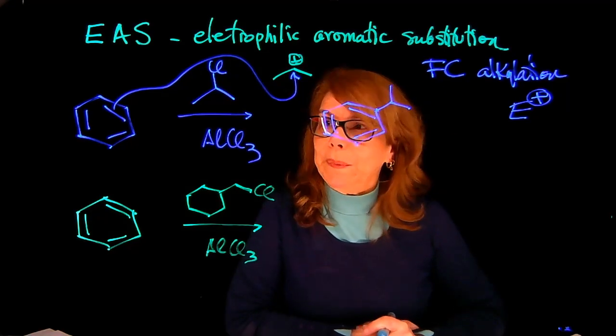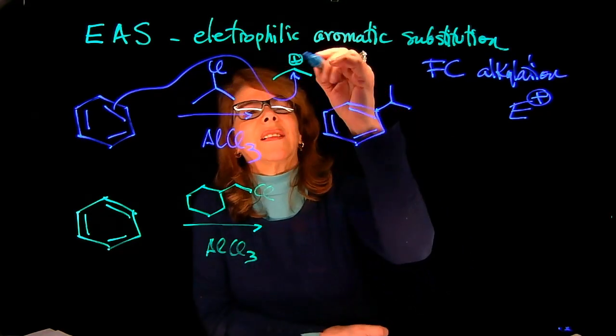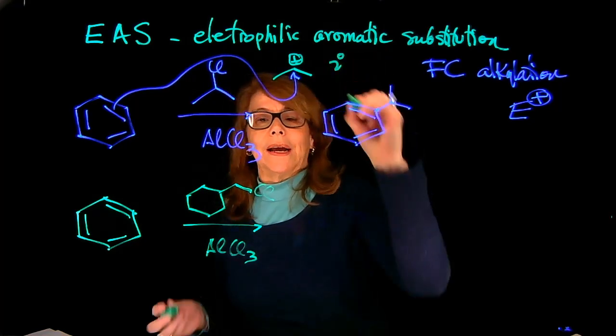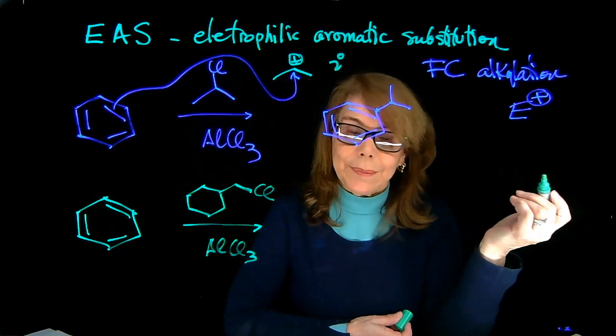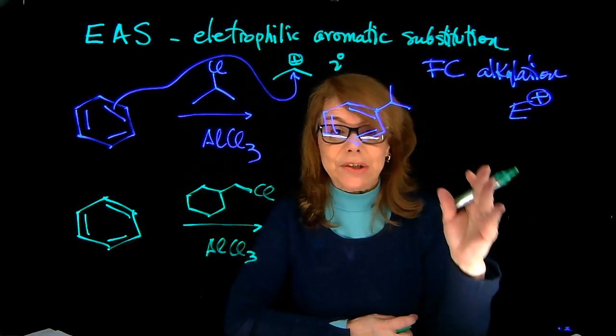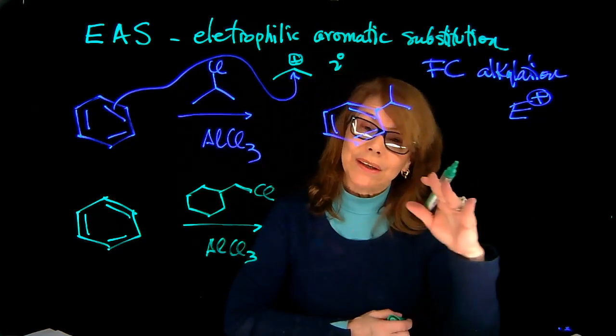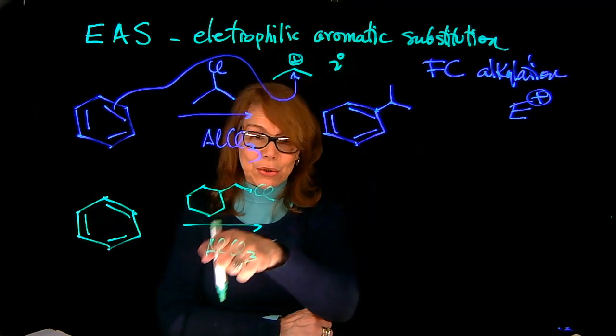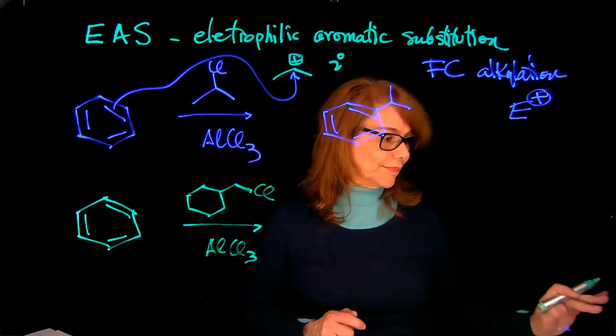So isopropyl benzene. Not a problem, because here this is a secondary carbocation, and a secondary carbocation is not going to rearrange to be a primary because it's less stable. But the other way around, it does happen. So let's look into the next example.